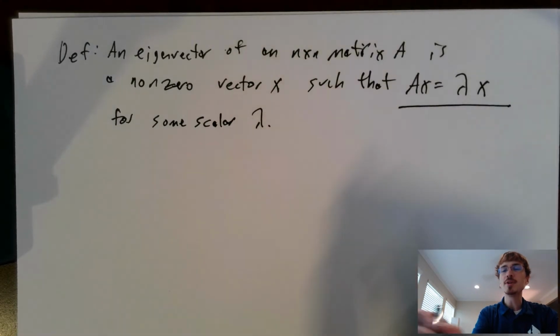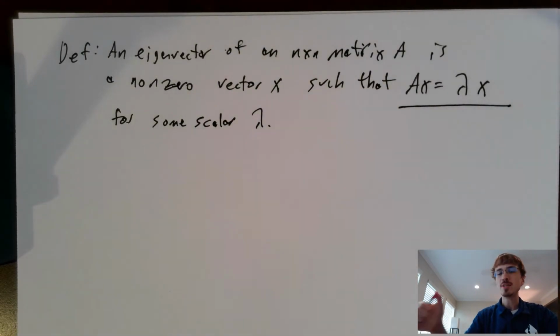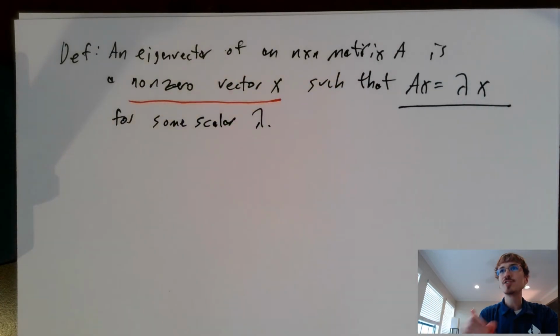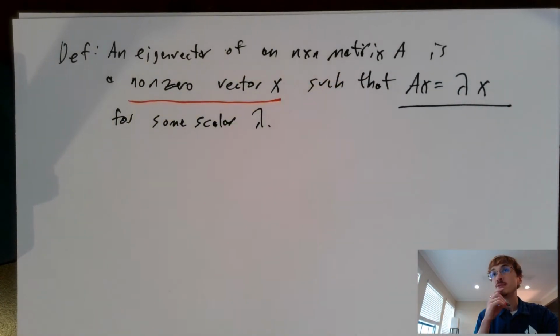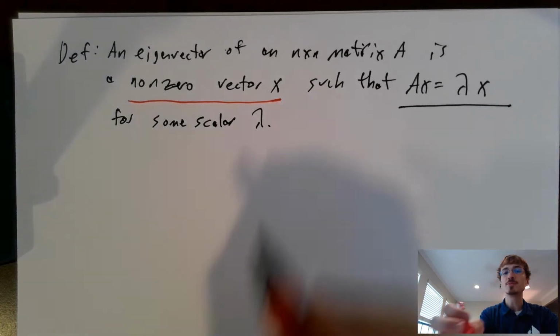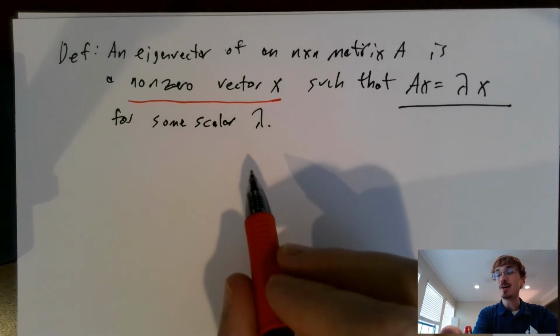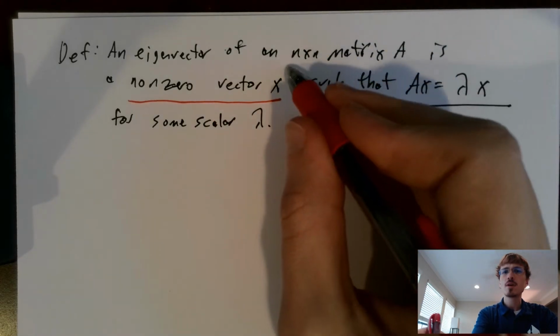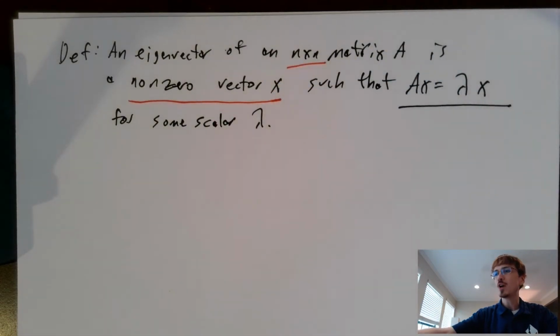Ax equals lambda x. What we really need to pay attention to is that an eigenvector must be non-zero. Lambda is allowed to be 0, but the eigenvector itself cannot be 0. And we can only have square matrices here.